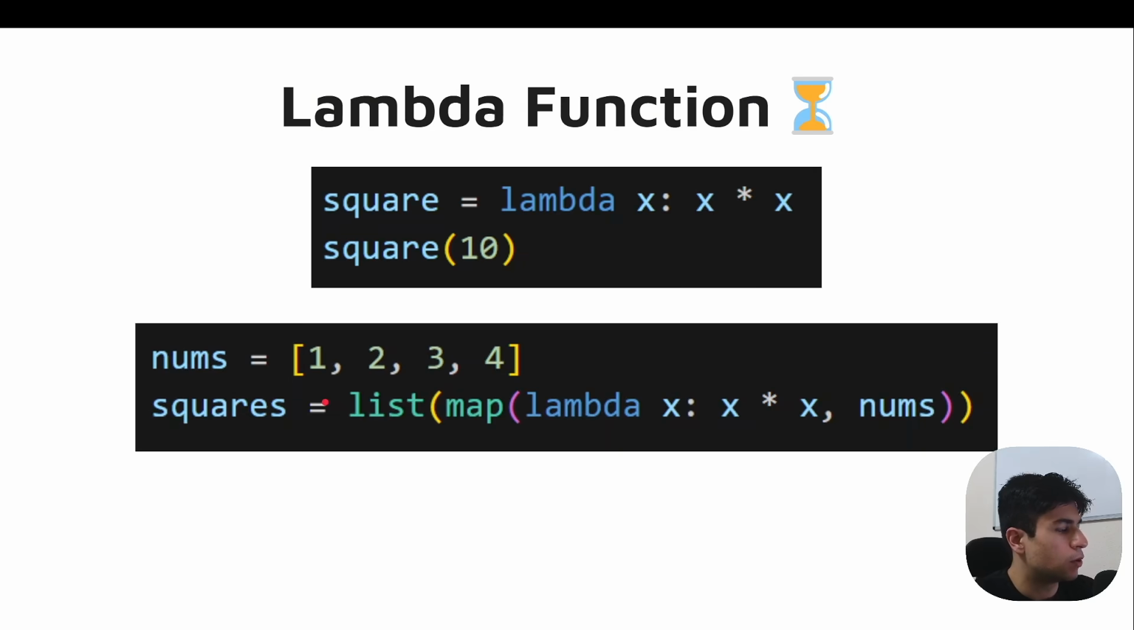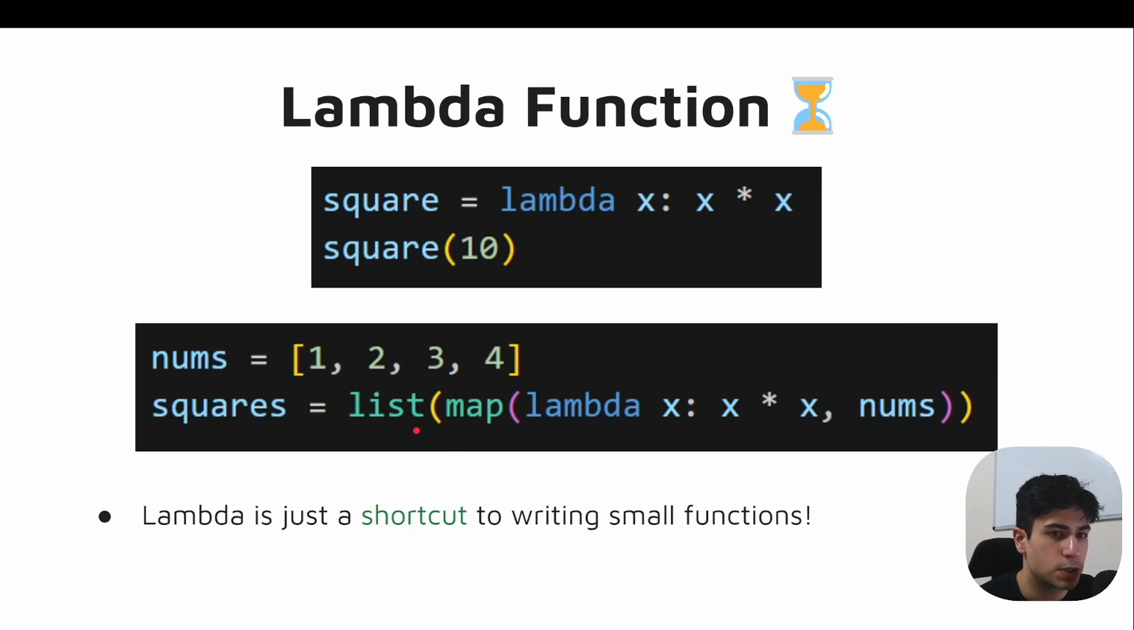If you've come from a LeetCode background, then you've either used lambda before, and you've definitely used map before, because it's quite efficient. So for example, if I pass in 1, 2, 3, 4, what this piece of code is saying is that it squares each number in nums. This map function maps each value and performs this function on it. So x times x, so 1, 4, 9, 16, and then converts that back into a list. Lambda functions really are just a shortcut to writing small functions, and they make everything quite efficient.